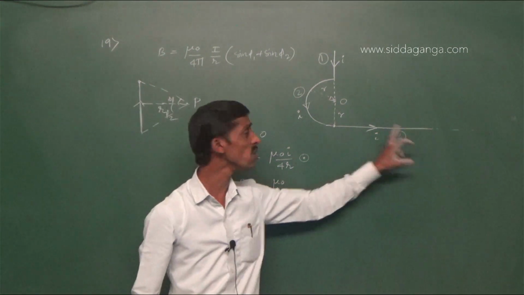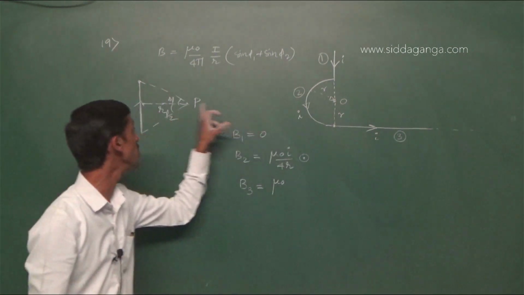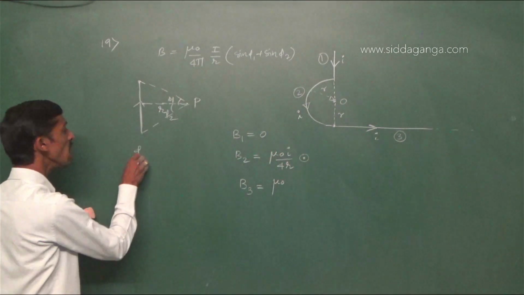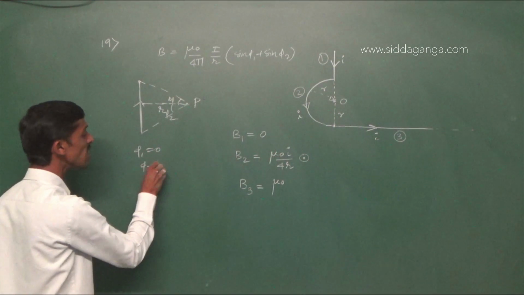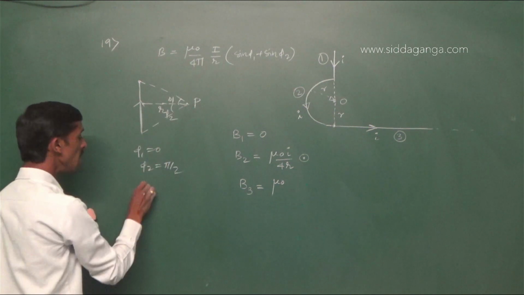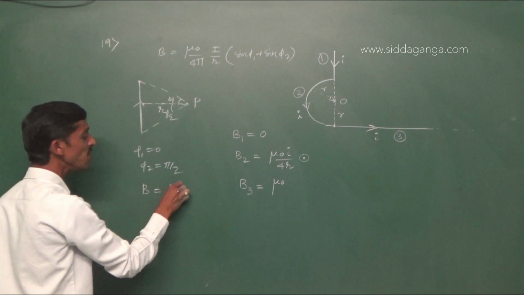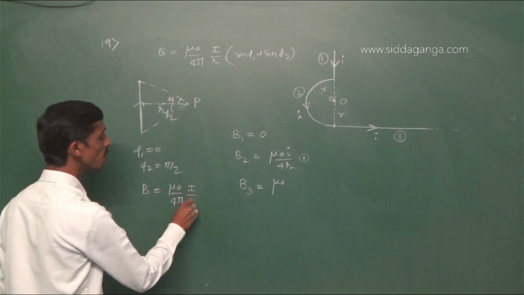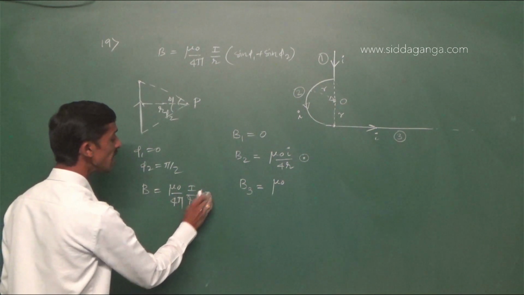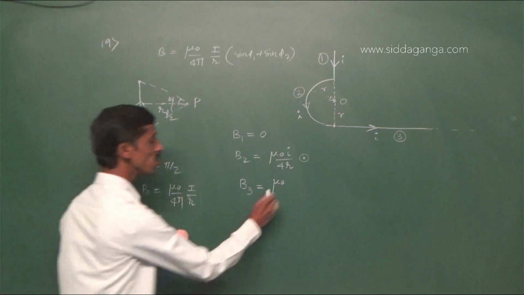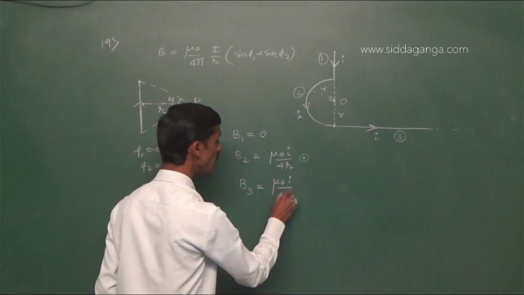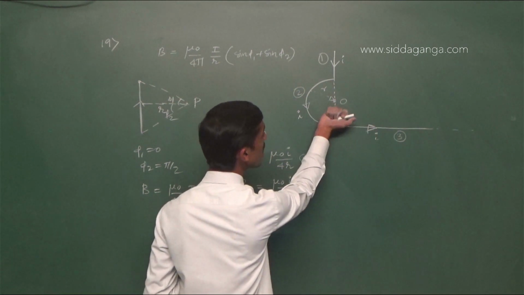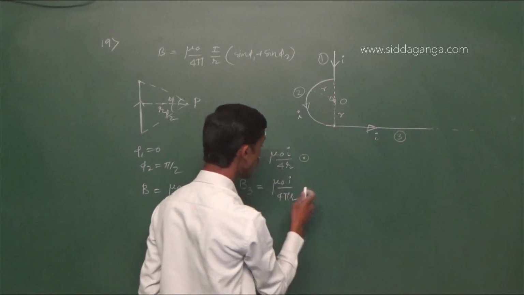For the semi-infinite length wire, theta 1 or phi 1 will be 0, and the other one will be 90. So when phi 1 is 0 and phi 2 is 90, the magnetic field due to the semi-infinite wire is mu naught by 4 pi I by r into sin 90, that is 1. So mu naught I by 4 pi r. According to the right hand rule, the direction of the magnetic field at the point O is outward.